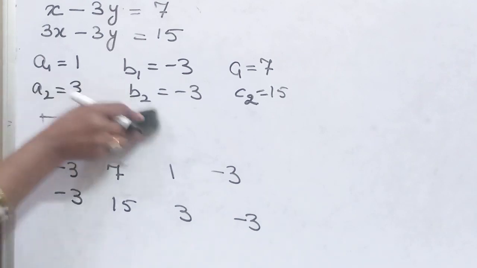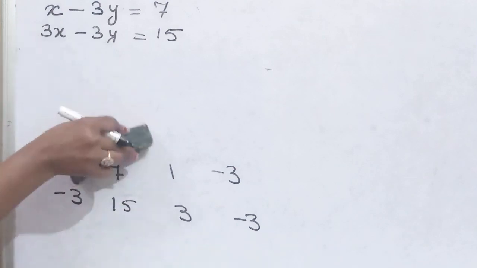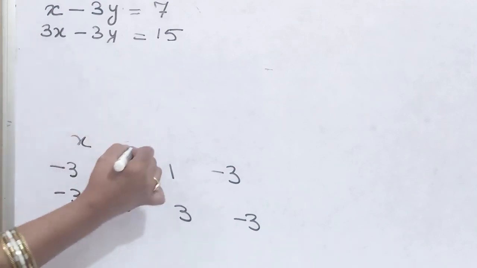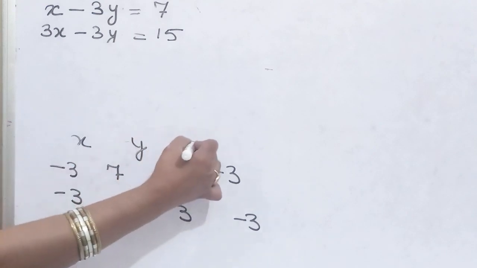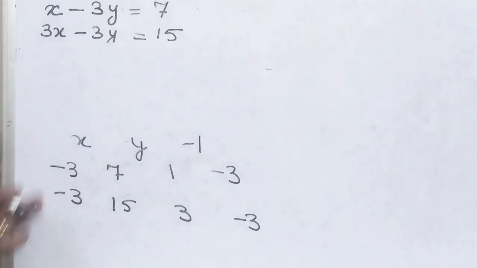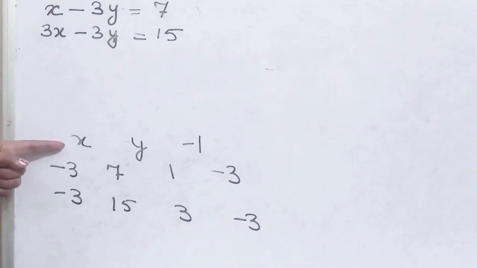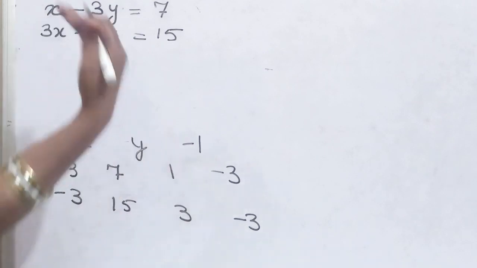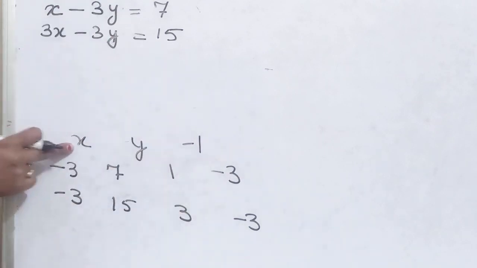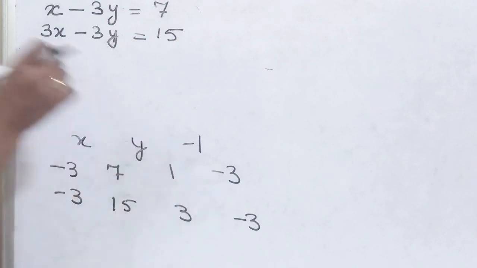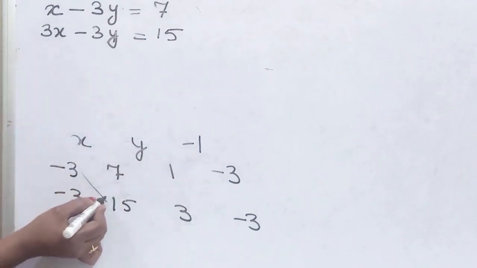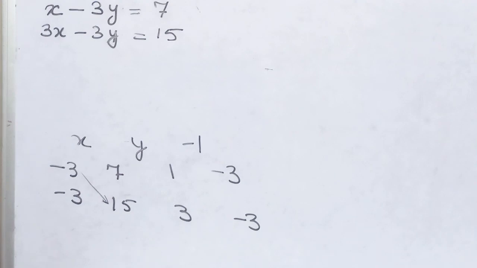Now, what do I have to do? Now I have to put here x, here y, and here minus 1. I hope you are clear up to here. We have to write all the coefficients and the constant terms in the form of B, C, A, B. Then we have to write here x, y and minus 1. Now we will cross multiply the numbers: minus 3 with 15 and minus 3 with 7. That's why this method is known as the cross multiplication method.